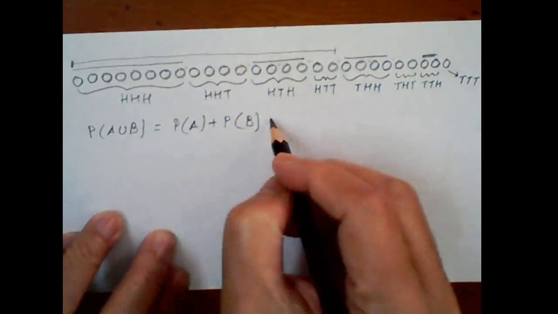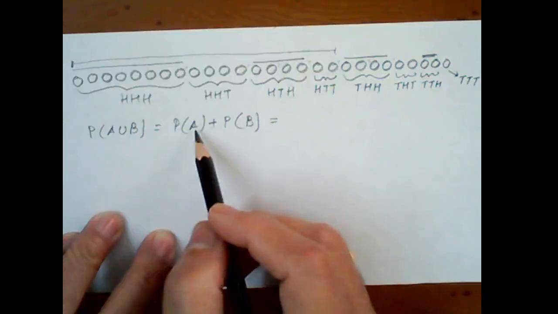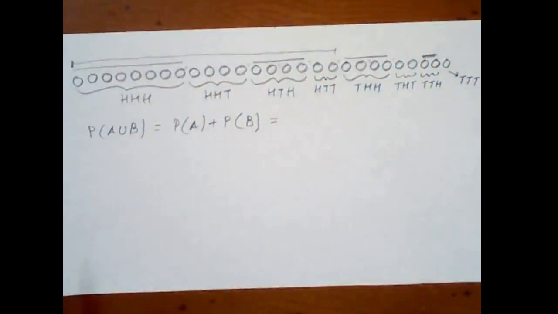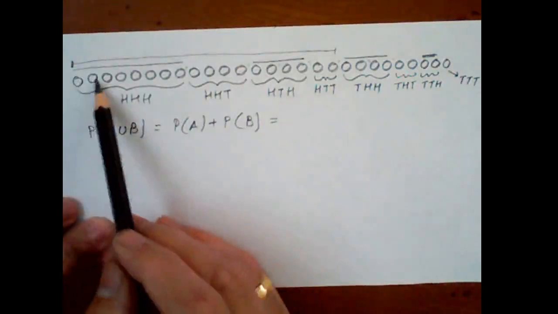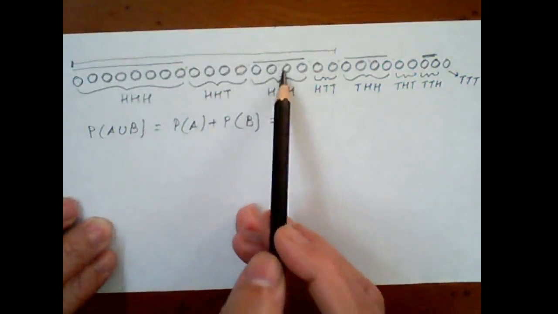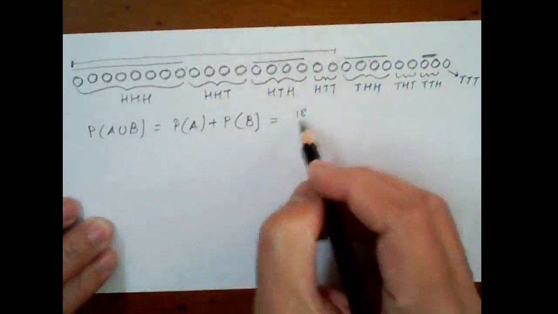So for P of A, let us count how many circles we have considered. For this, we have considered 1, 2, 3, 4, 5, 6, 7, 8, 9, 10, 11, 12, 13, 14, 15, 16, 17, 18, right? So 18 out of 27.